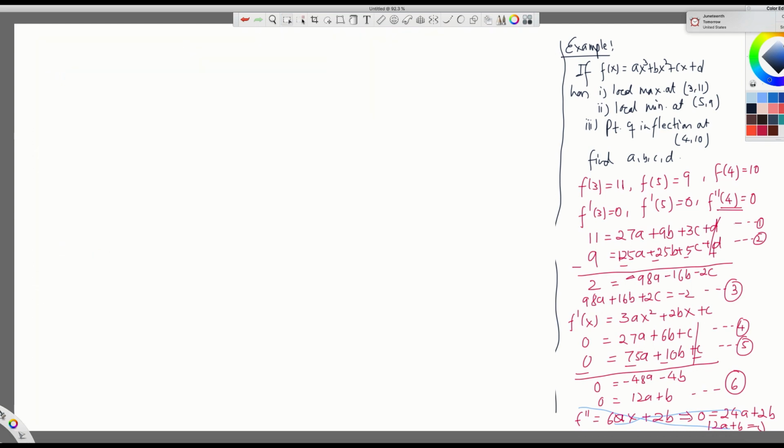So what I want to do next is basically solve it. So let me list equation 3. What do you get in equation 3? Is 49a, because if you divide both sides by 2, you will get 49a plus 8b plus c equals -1, and equation 4. Let me write equation 4. Right? So how does it look like? Equation 4 is 27a plus 6b plus c equals to 0, right?